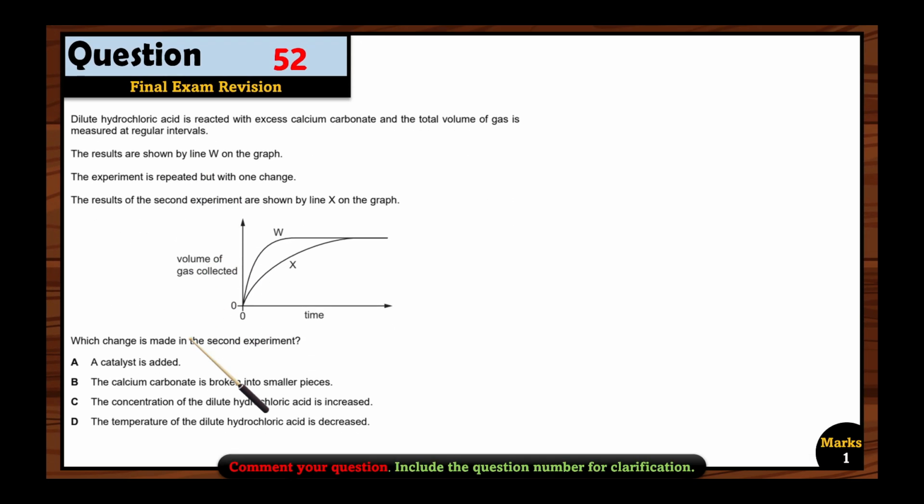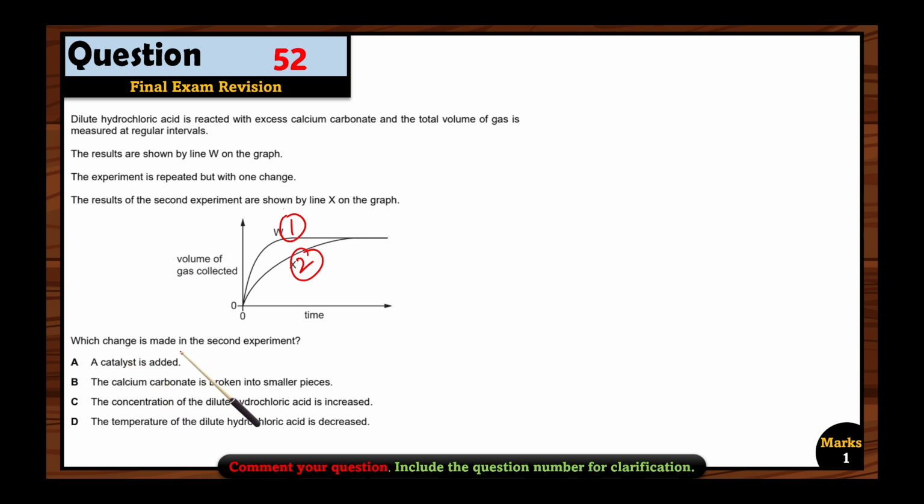Question 52. Dilute HCl is reacted with excess calcium carbonate and the total volume of the gas is measured at regular intervals. The results are shown by line W on the graph. The experiment is repeated but with one change. The results of the second experiment are shown by line X. So this is the second experiment, this is the first. So it means the second experiment has a reduced rate of reaction, right? The rate of the reaction has been reduced.